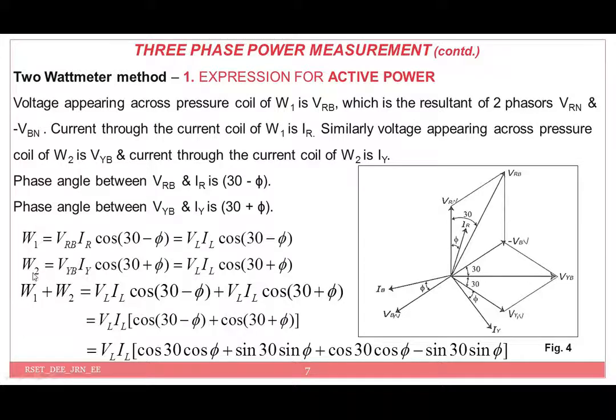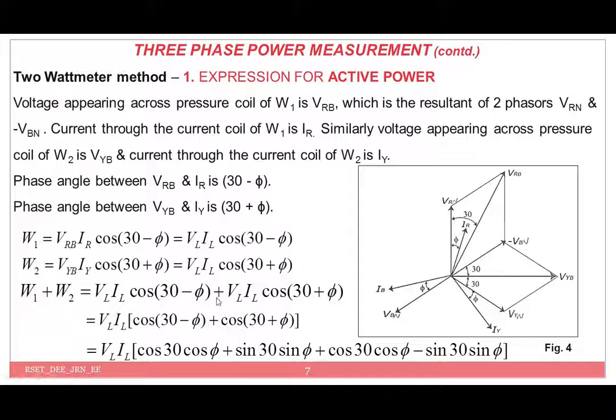Now let us consider the second wattmeter. Its pressure coil is connected between Y and B. Y and B means it is your line voltage. IY can be treated as your line current or phase current, since this is the line value. So IY can be treated as your line current, and the angle between VYB and IY, as we already saw, is 30 plus φ. So the included angle between this and this is 30 plus φ. And so what is power? V into I into cosine of the phase angle between these two. So it is VL IL cos 30 plus φ.